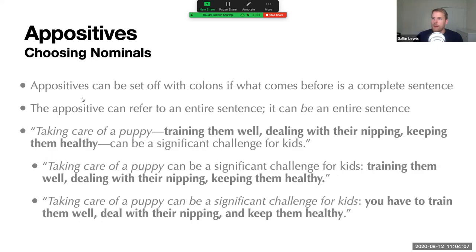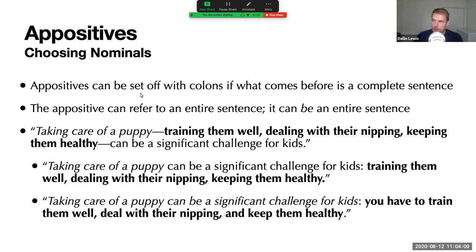Let's keep moving. Now, appositives can be set off with colons if what comes before it is a complete sentence. And you should also know that appositives, while they are technically nominals, can be apposite of an entire sentence too. So you can have sentences like this where, we saw this one in the previous sentence where we set off appositives with dashes, or we could just move all of that to the very end with a colon. Taking care of a puppy can be a significant challenge for kids. Colon, training them well, dealing with their nipping, keeping them healthy.